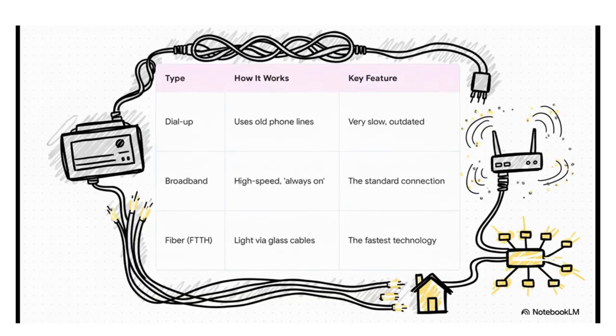It's mostly outdated now. Then came broadband, which was a huge improvement. It was high-speed and always on. This is still the standard in many places. But today, the fastest, the best technology is fiber. Instead of sending signals on copper wires, it sends pulses of light through glass cables. Just imagine. That's why it's so incredibly fast. This is the real expressway of the internet.